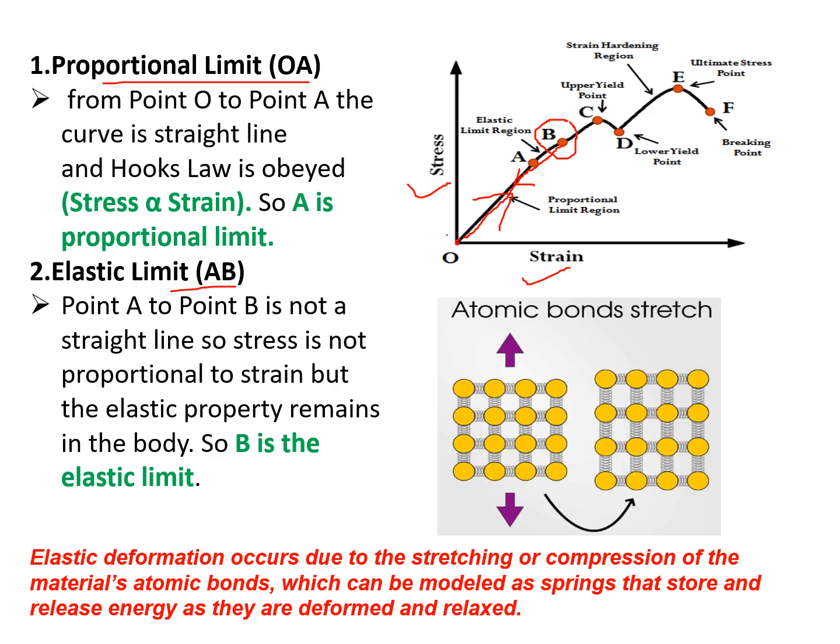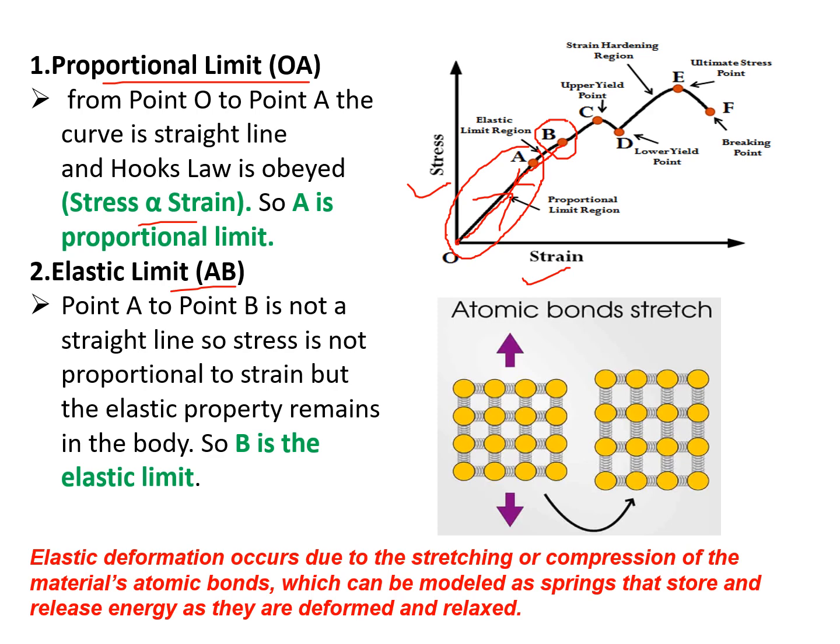In this elastic limit, the region from O to A is the linear elastic behavior. Linear elastic behavior means the stress is proportional to strain. From A to B, the elastic property still remains in the body, but we have non-linear elastic behavior. So finally, the elastic property remains up to B, and the linear elastic behavior is up to A. So A is known as the proportional limit and B is known as the elastic limit.